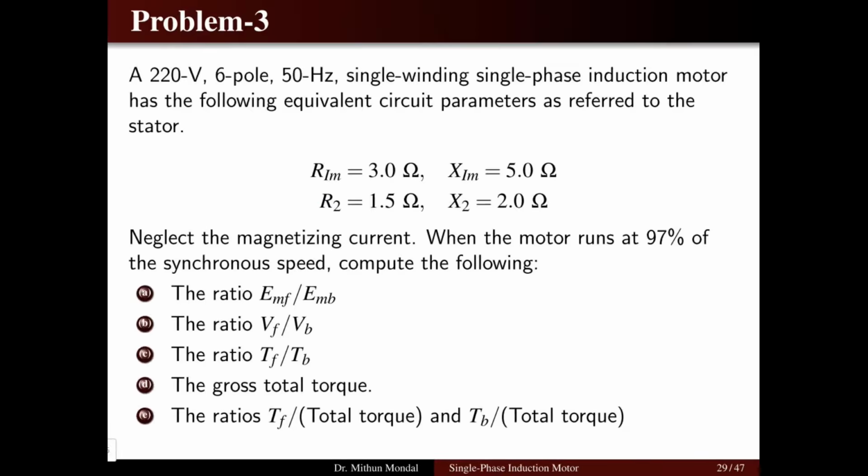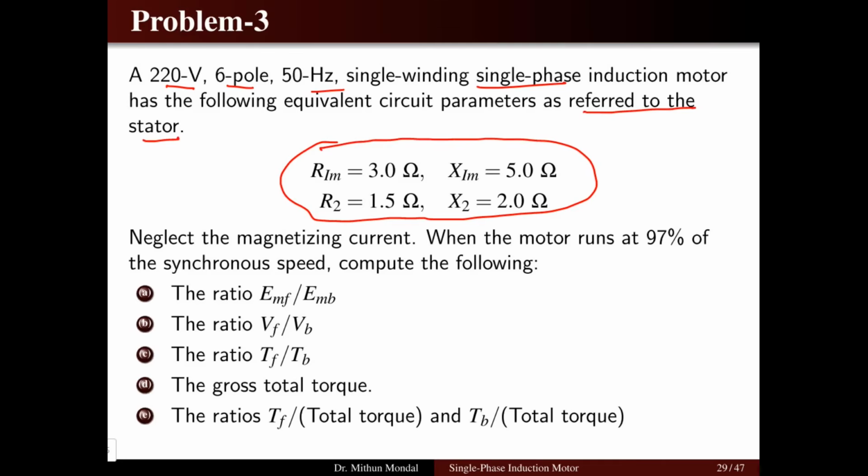Problem number 3: you have a 220 volt, 6-pole, 50 hertz single phase induction motor, and the circuit parameters of the stator and the rotor are given, referred to the stator. So all the rotor parameters are already referred to the stator. We have to neglect the magnetizing current, so we need not consider it. The motor is running at 97% of the synchronous speed, so this is the information given for the slip. Compute the following parameters.